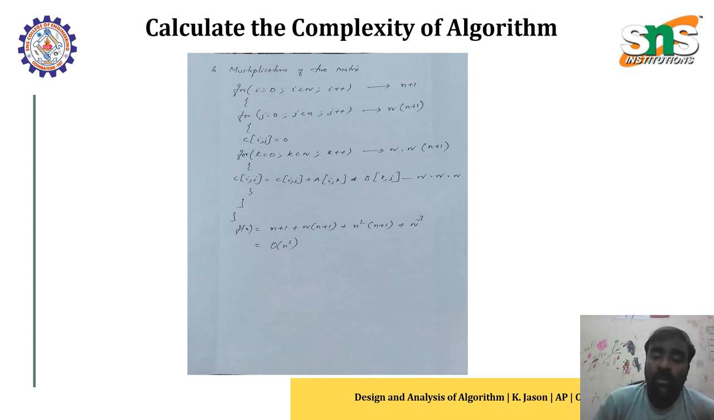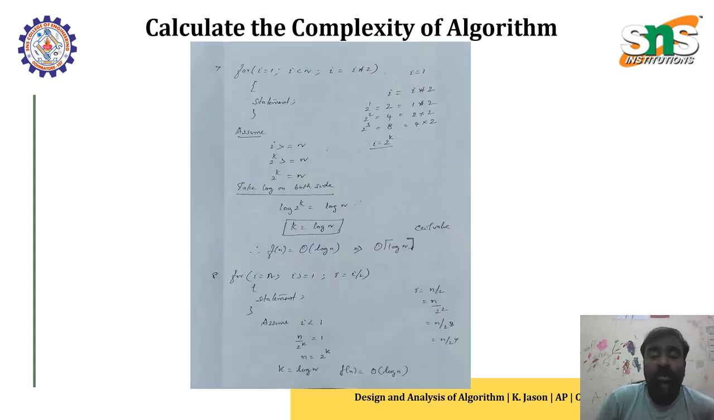Next, multiplication of two matrices. First loop, we are using n plus 1 times. Between the inner body, n times, another loop n times, or execution n times. Once again, the j loop n plus 1 times, inner body n times. Another loop, the k loop, is there n plus 1 times, inner body n times. Calculate everything, the answer is n cube. So big O of n cube times is the execution.